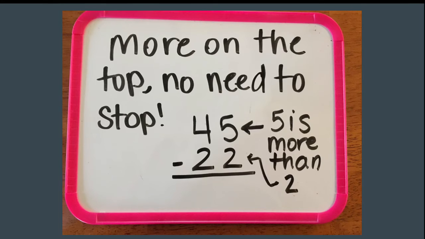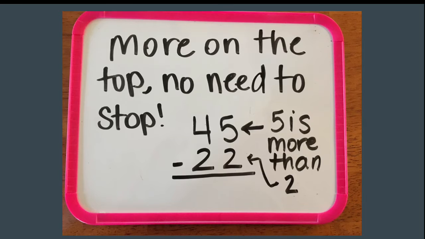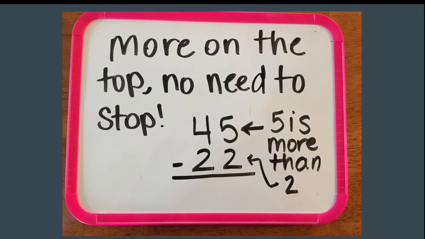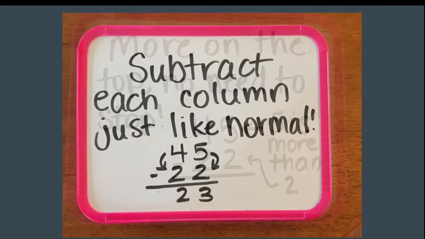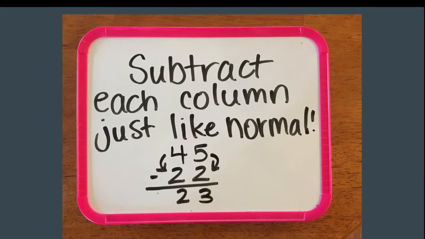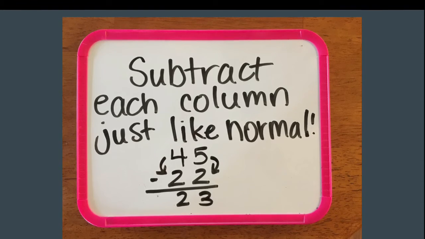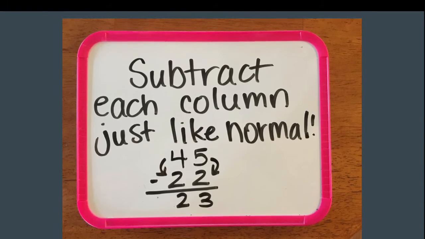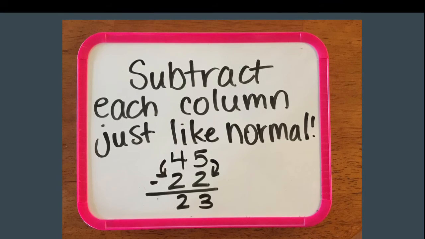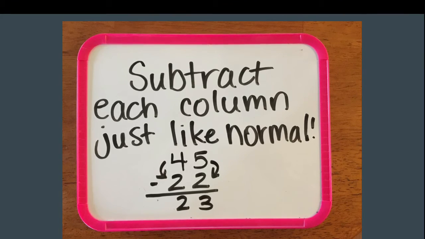45 minus 22. 5 is greater or more than 2. That means that there is more on the top, so there is no need to stop. This means that we can subtract each column just like normal. So what's 5 minus 2? 3. What is 4 minus 2? 2. The answer is 23.